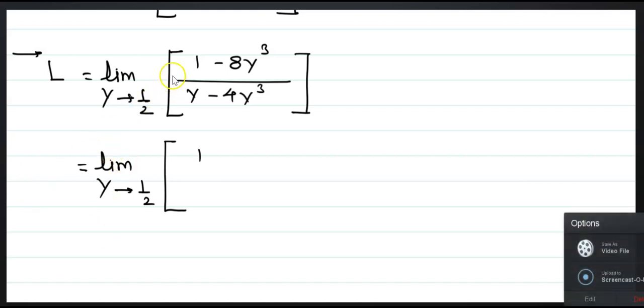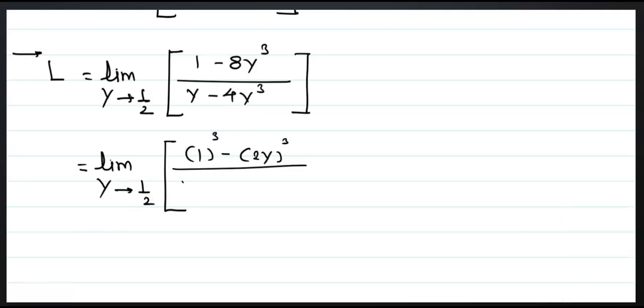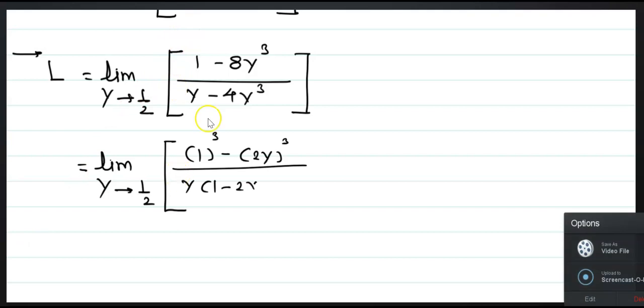Now here that is a cube minus b cube. And in the denominator we will take y as common. Then in the bracket you will get 1 minus 4y square, and then we will factorize it. Here is 1 cube minus 2y bracket cube. If you take y as common, then in the bracket you will get 1 square minus 2y bracket square.